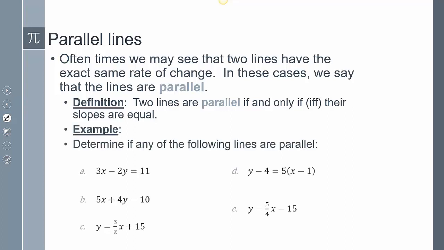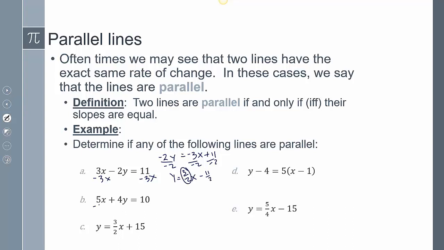So let's take a look at these little 5 examples here. Let's see which of these lines are parallel. So I need to examine the slopes on all of them. If I subtract 3x here, I get negative 2y equals negative 3x plus 11. Divide everything by negative 2. I get y equals 3 halves x minus 11 halves. So my m is 3 halves.